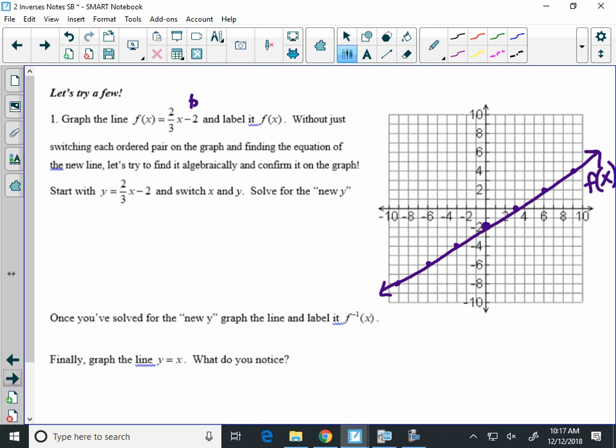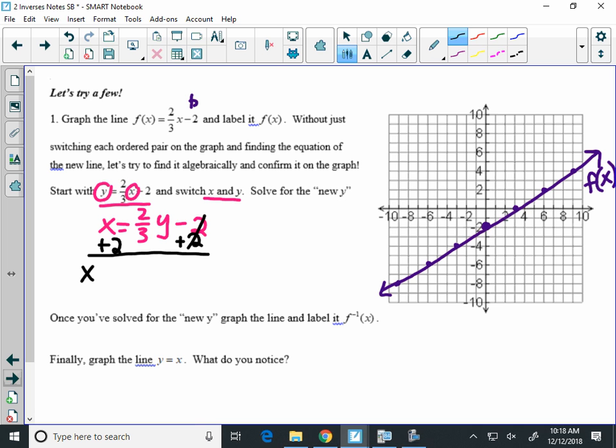That's where we're starting. Now we are going to take this equation and switch the letters x and y. Instead of y, you write x equals 2/3 y minus 2. You take those letters and just flip-flop their position. That's the equation of the inverse, but we can't graph it until it says y equals. So we're going to solve for y by adding 2 to both sides.